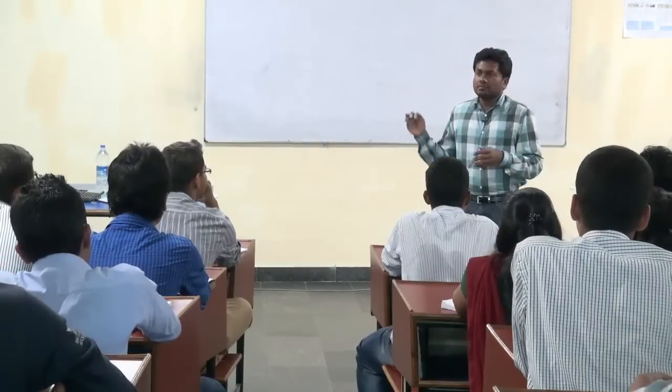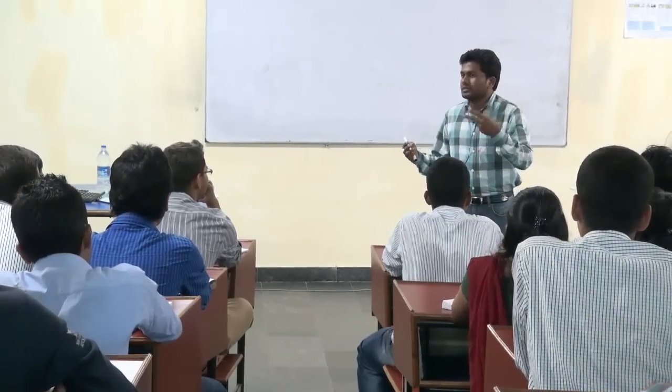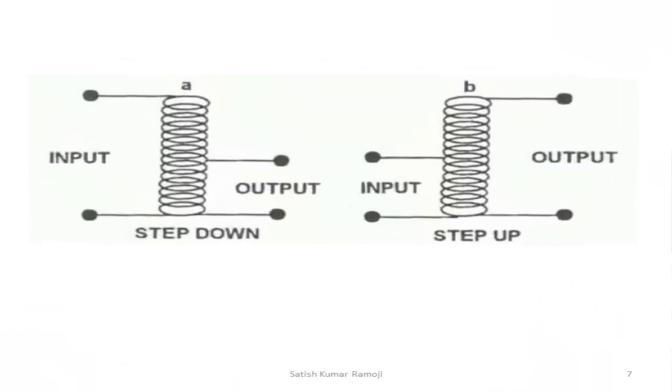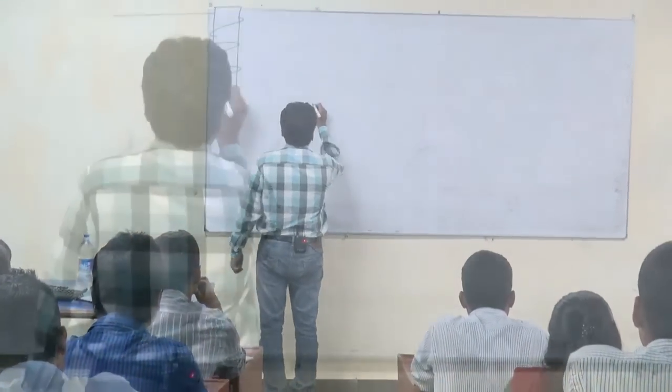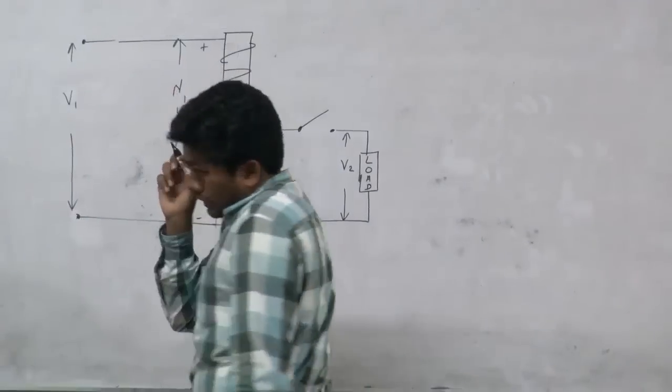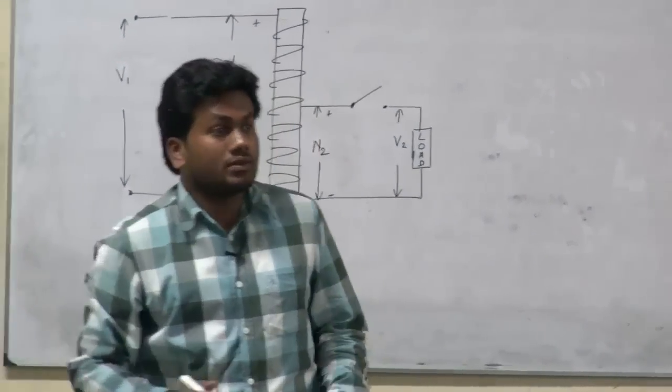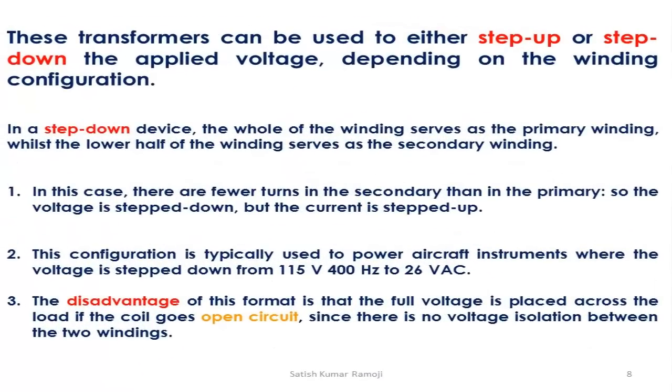So in case of auto transformer also we have two types of classification. One is step up, another one is step down. Now let us first study the step down transformer. Now this is called a step down auto transformer. So how can we distinguish between the step up and step down transformer?